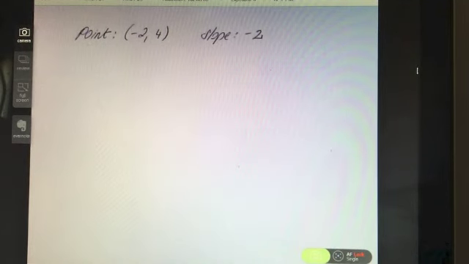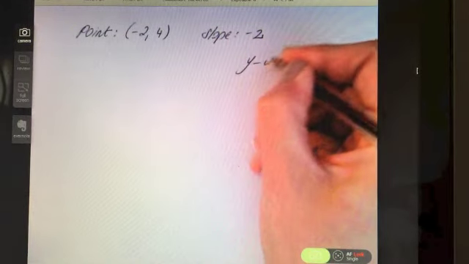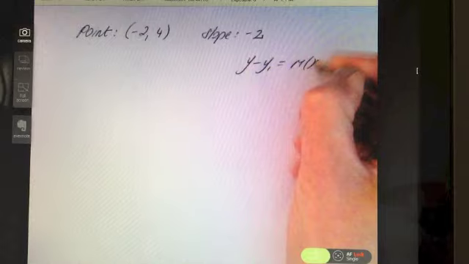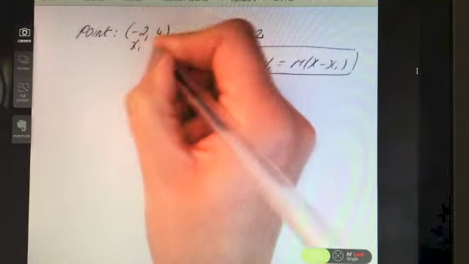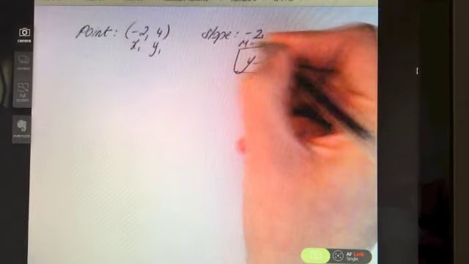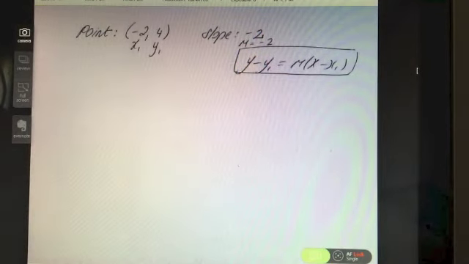Okay, try this question. Pause the video, see how you get on. Find the equation of the line containing the point minus 2, 4, and which has a slope of minus 2. Okay, so again, take down the formula for yourself. Make sure you're taking it down accurately, and we will label our points x1, y1, and of course m is minus 2.